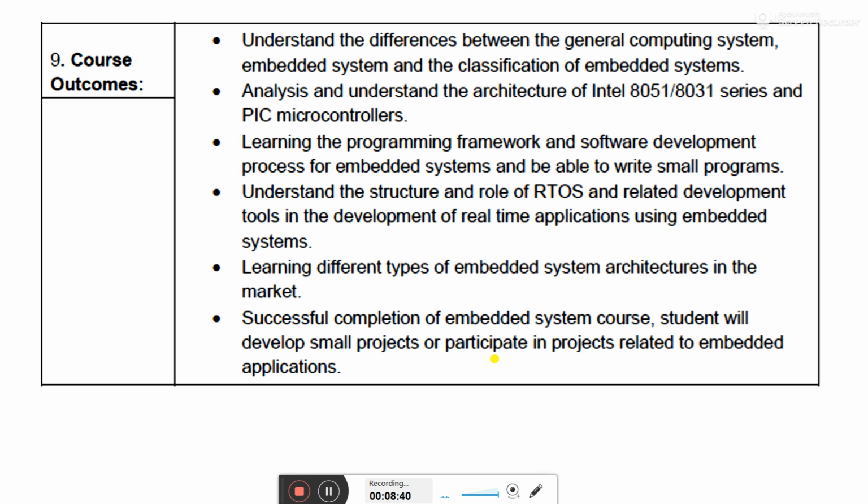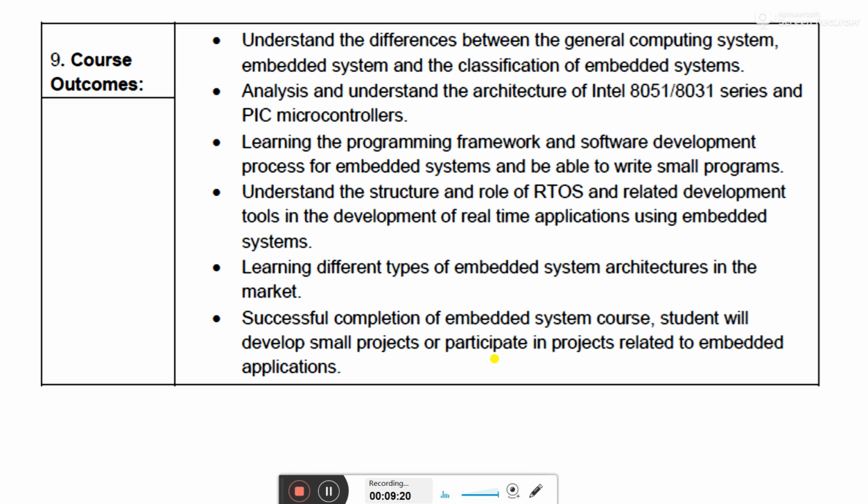Next is learning the programming framework and software development process for embedded system design, and being able to write small programs. I will tell you how a program is written on an 8051 microcontroller, so you can write a small program for small applications. Then understanding the structure and role of the real-time operating system, and relating to the development tools in the development of real-time applications using embedded systems. You will find how operating systems work for many purposes and how these can be used for embedded systems.